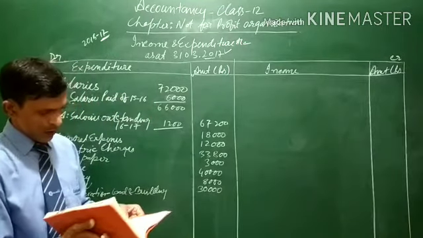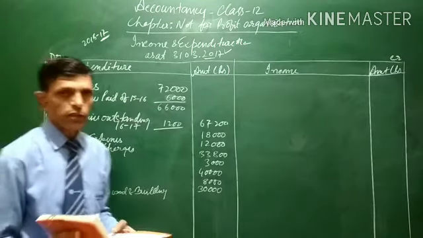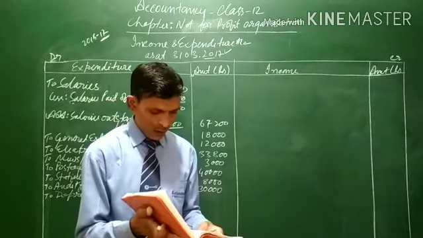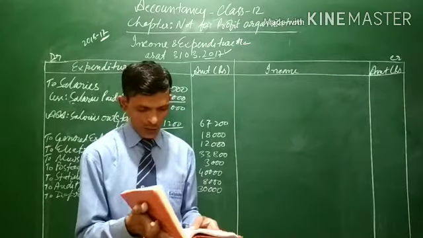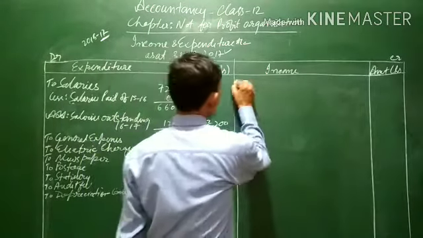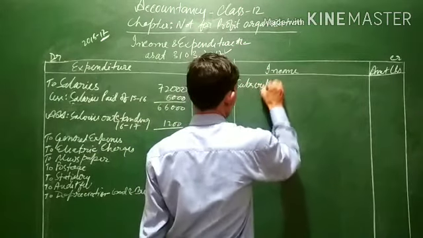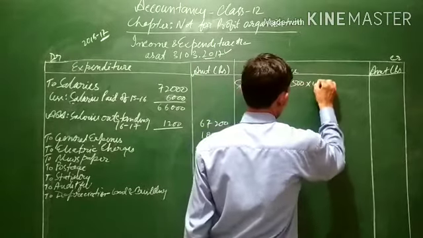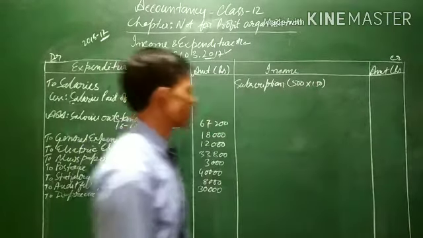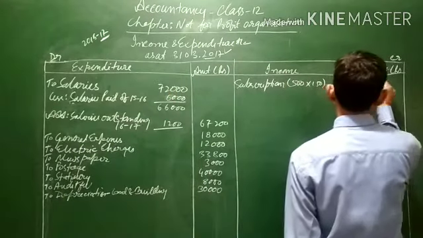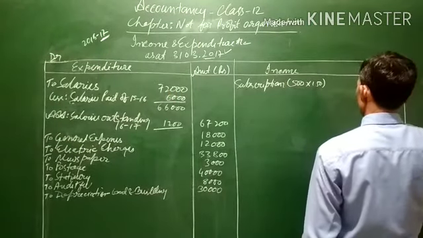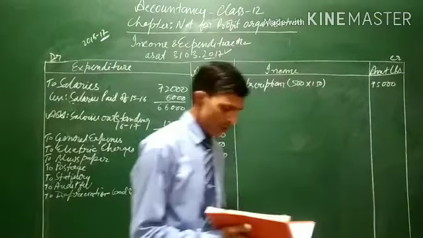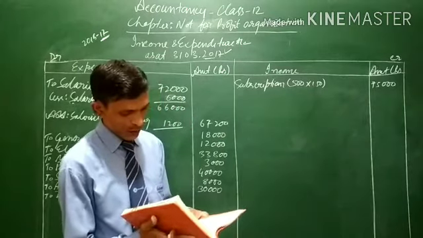Now we will come to the income side. The very first thing, in the additional information it is mentioned that the class had 500 members and they are paying annual subscription of ₹150. So the total income for subscription will be 500 into 150. This will be the total amount of subscription. It will come to 75,000. 75,000 is the amount of subscription.